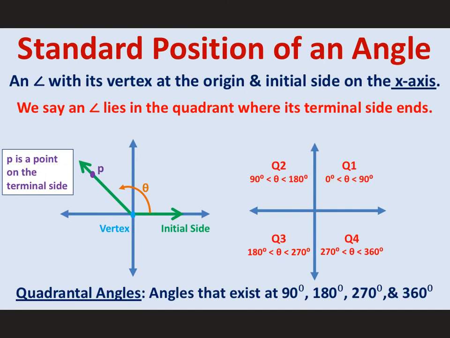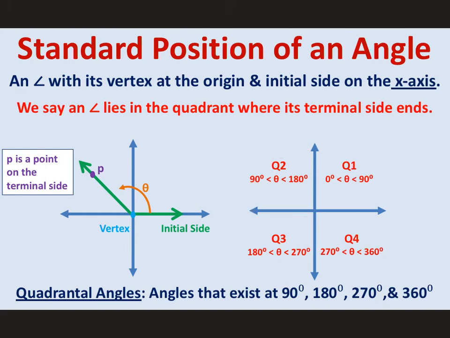We say this angle is in standard position, and wherever that terminal side ends up, we say that's where the angle exists. So this picture I have right here with this angle that goes through the point P on the terminal side is in quadrant 2. So our quadrants start in the top right. Quadrant 1 is where our angle starts from 0 to 90. Quadrant 2 goes from 90 to 180. Quadrant 3 goes from 180 to 270. Quadrant 4 goes from 270 to 360, and then our angles could keep wrapping around over and over and over.